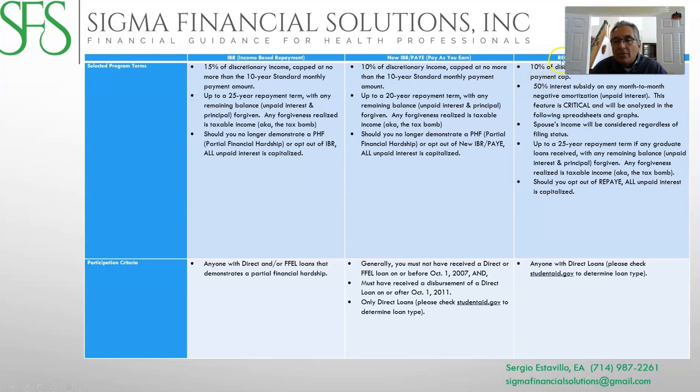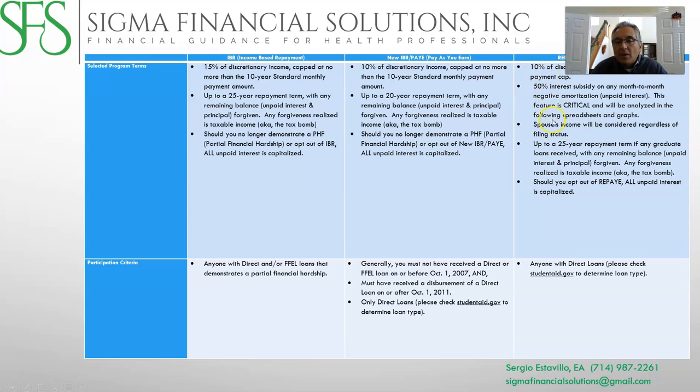One of the advantages with Revised Pay As You Earn, or REPAYE, is that it provides a 50% interest subsidy on any negative amortization, which means interest accrual. Because your payments are so low, they're not sufficient to cover the interest due. And with REPAYE, they provide a 50% interest subsidy. So if you're underpaying the interest by, let's say, $1,000 a month, here you would only be responsible for $500. In new IBR Pay As You Earn, that benefit is not available to you, so you're responsible for the full accrued interest. So advantage REPAYE in that regard.